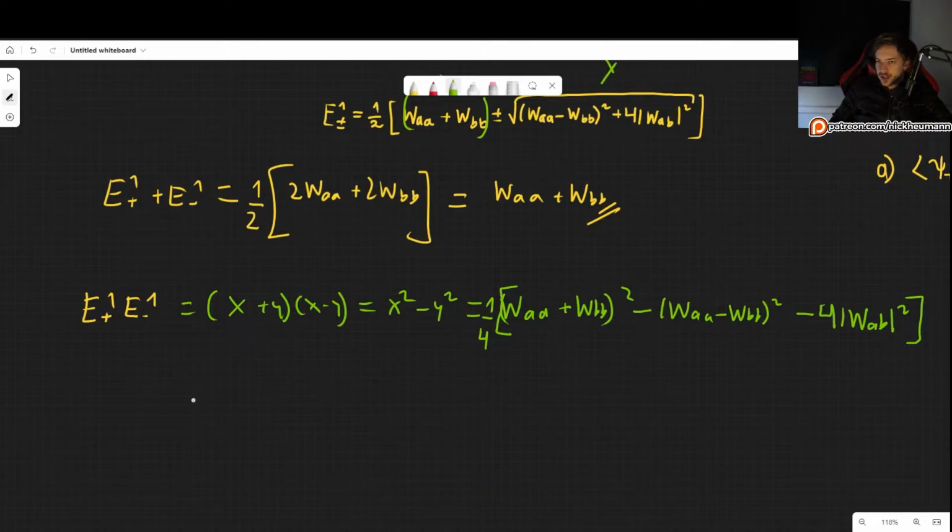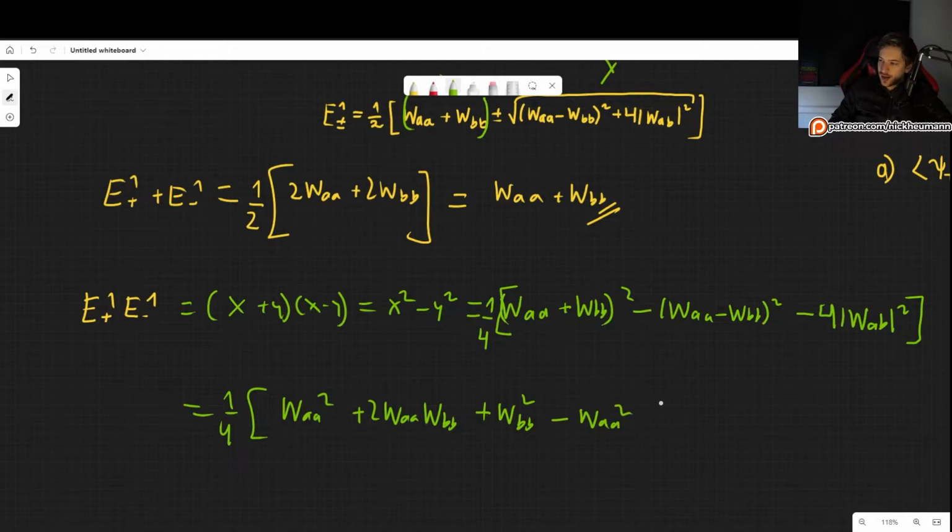Now, let's multiply through. So this first term, we get 1/4 times W_AA squared plus 2 W_AA W_BB plus W_BB squared. Then we have this part where we get minus W_AA squared. And then we have the minus 2 times this and this. But there's another minus sign in front, so we get 2 W_AA W_BB. And finally we get minus W_BB squared. And then we have this, so minus 4 modulus of W_AB squared.